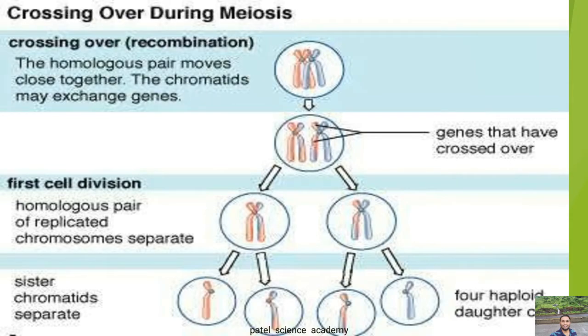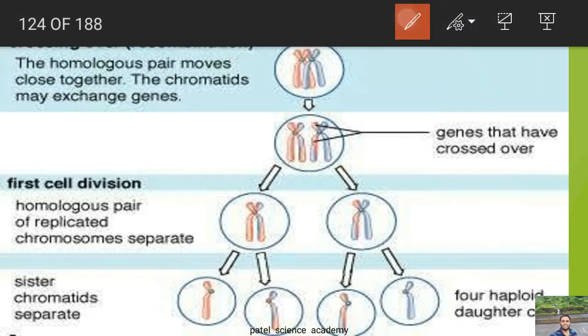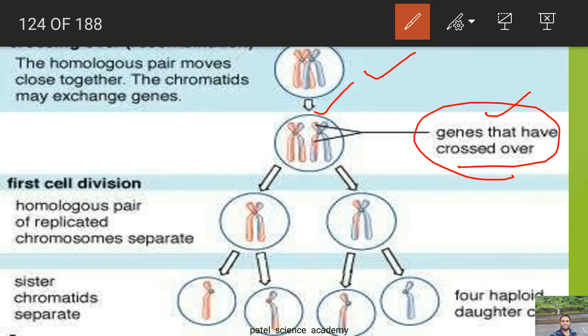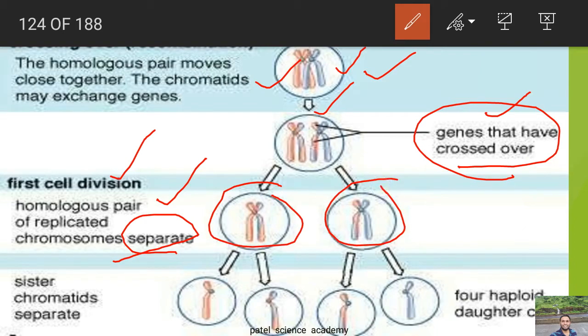Here you can see the crossing over during meiosis, which is also called recombination. The homologous pairs move close together, and the chromatids may exchange the genetic material. As you can see here, the genes in this pair, the genes that have crossed over, you can see the combination coming from these two chromosomes. So what is happening during the first cell division? The homologous pair of the replicated chromosomes separate. You can see here this pair is separated, and the sister chromatids are now separating.